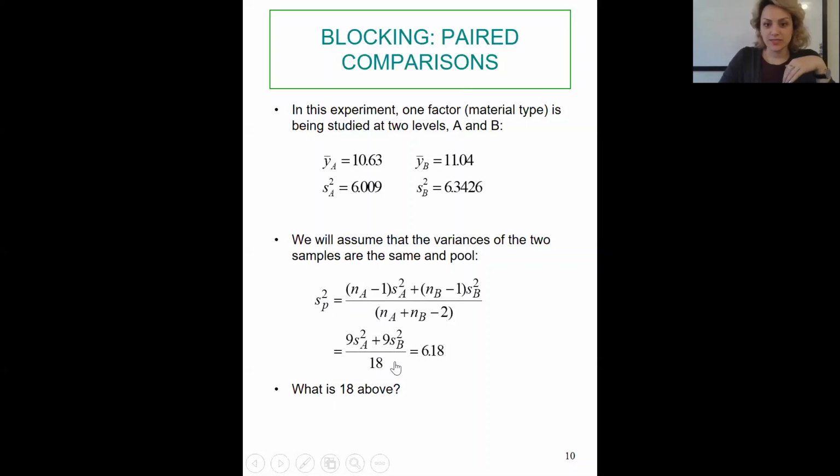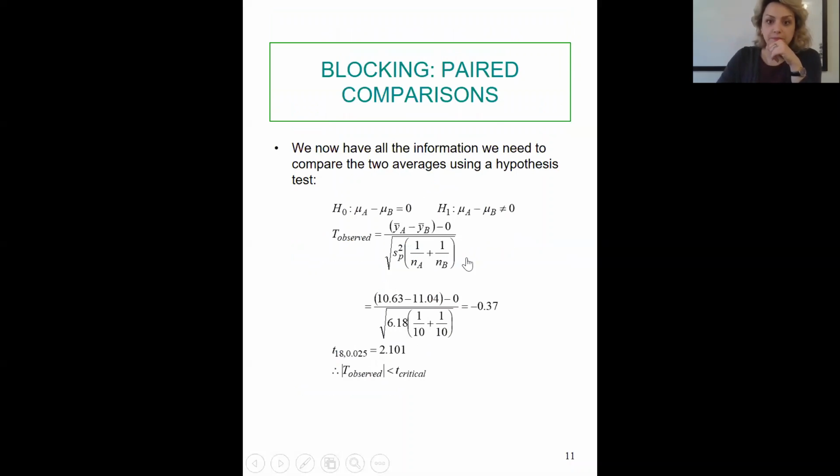Think about it: what is this 18? What do we call it? Pause the video, think about it for 10 seconds, try to answer it, then come back and check whether your answer was right. So this 18 here is the degrees of freedom. When we want to read the t critical from the table, we need the degrees of freedom, right? So here we consider 18 as the degrees of freedom.